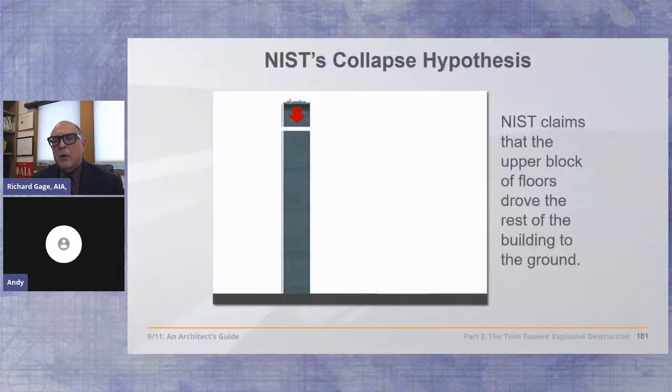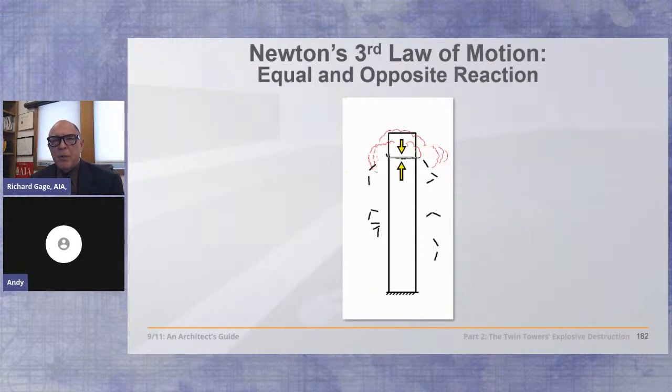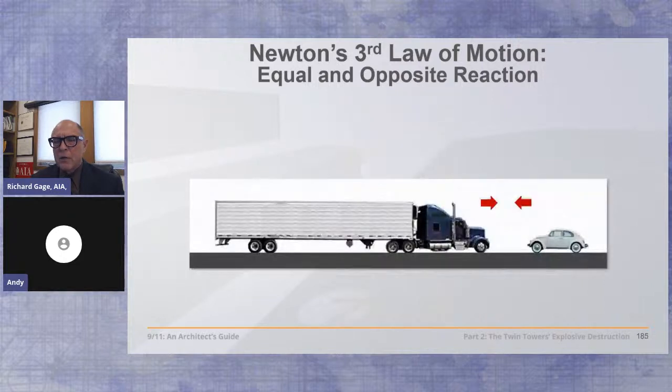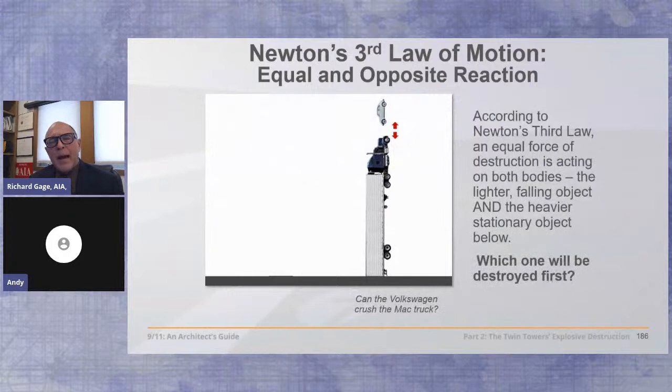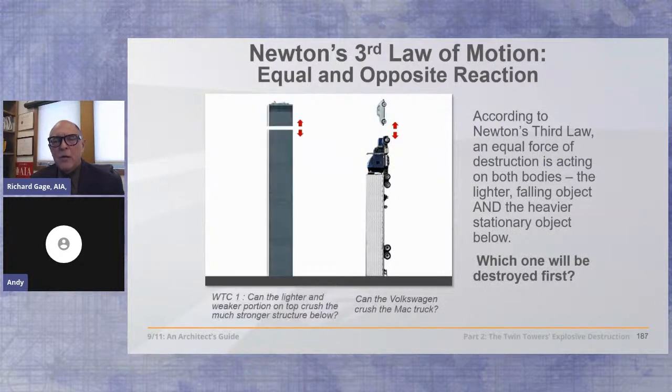NIST says, well, the upper block of floors, in the case of the North Tower, about 15 floors, drove the rest of the building down to the ground and then destroyed itself. Well, there's a problem here. It's called Newton's third law of motion. A lighter structure cannot destroy a heavier, more massive structure. Can a Volkswagen destroy a Mack truck? Does it matter if we drop the Volkswagen onto the Mack truck?